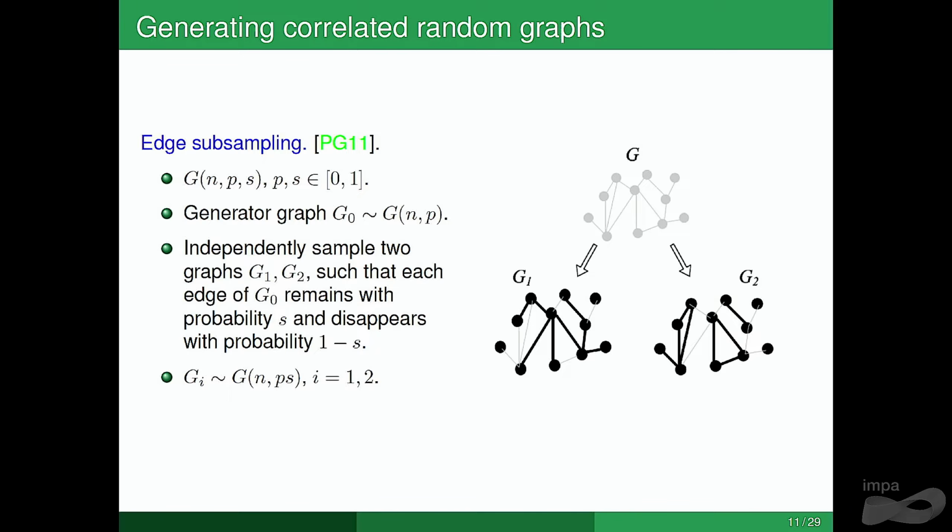So maybe the most common one is this idea of edge subsampling, which was actually the way Pedarsani and Grossglauser introduced the correlated Erdős-Rényi model. The idea here is that we are going to have three parameters: n and p, which are the same parameters as for the Erdős-Rényi distribution, but then we have a parameter s, which is going to control the sparsity of the graphs. So the idea is that we start with a seed graph, G0, or a generator graph, sampled from some distribution, but in principle, this could be just the Erdős-Rényi distribution, G(n,p). And then we're going to independently sample two graphs, G1 and G2, by subsampling the edges of this graph.